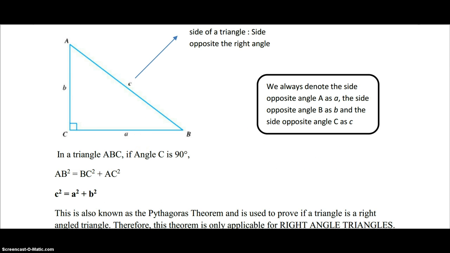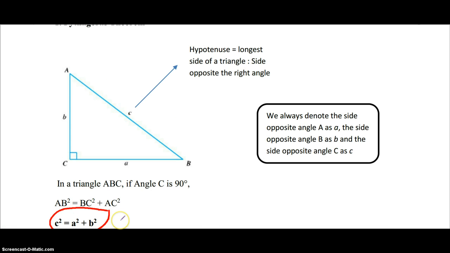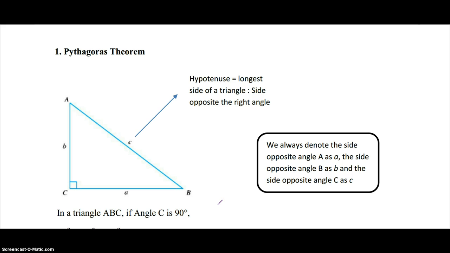C square is equal to a square plus b square. Now, this formula is only applicable to a right angle triangle. If you can see this triangle ABC over here, the right angle triangle, we can then apply the Pythagoras theorem. Now, I want to introduce you to a special side of the right angle triangle. You may have noticed whenever you see a triangle that there's always a longest side, and we call this the hypotenuse.